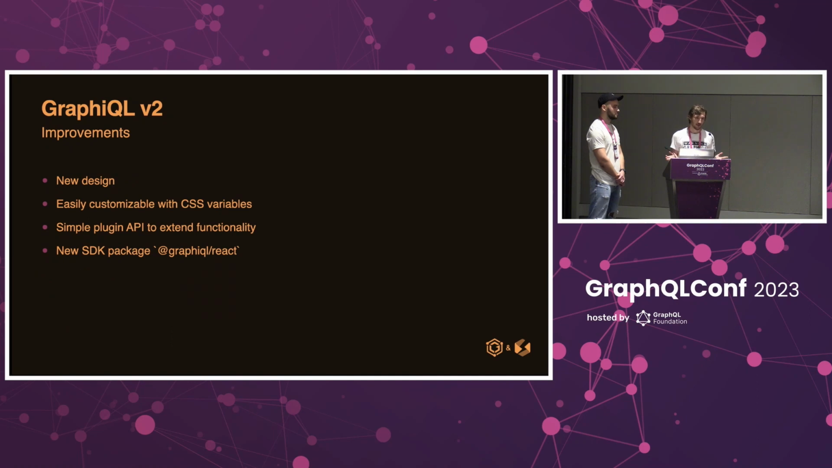Anyway, to sum up, what were the main improvements that we wanted to ship, or that we hope we shipped with GraphiQL version 2? We have the new design, a refreshed look that's a bit more modern, which I have just showed you on the slide before.